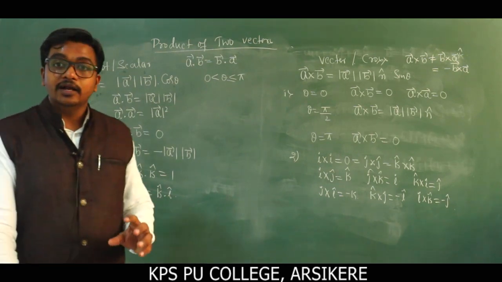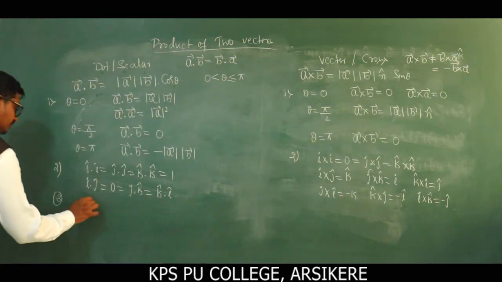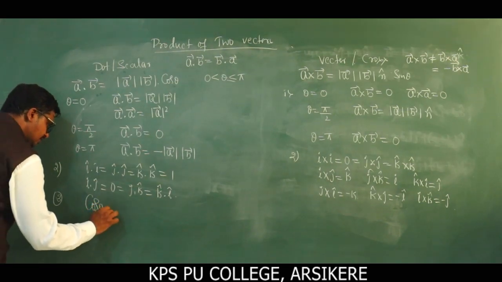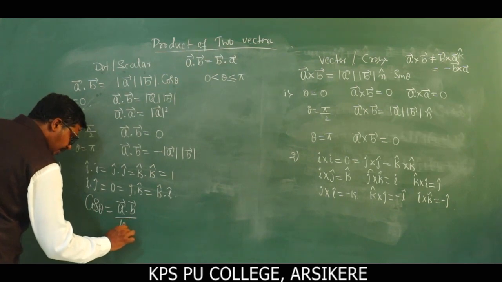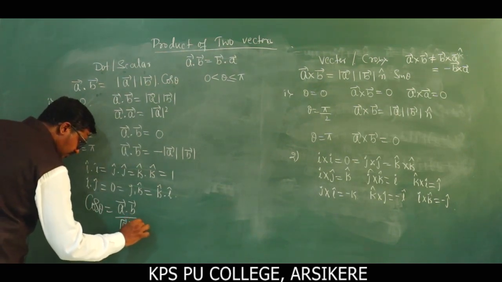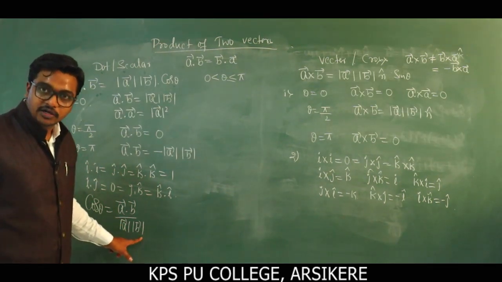How to find the angle between two vectors using dot product. We have the very important formula: cos theta is equal to vector a dot vector b divided by magnitude of vector a into magnitude of vector b. That's it. Cos theta is equal to a dot b divided by mod a into mod b, or magnitude of vector a into magnitude of vector b.